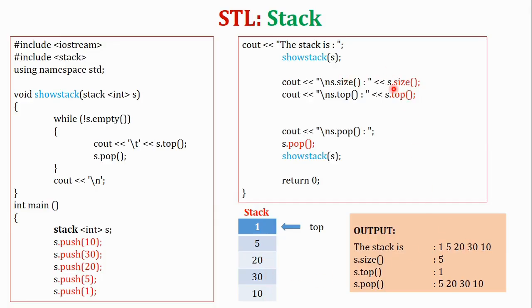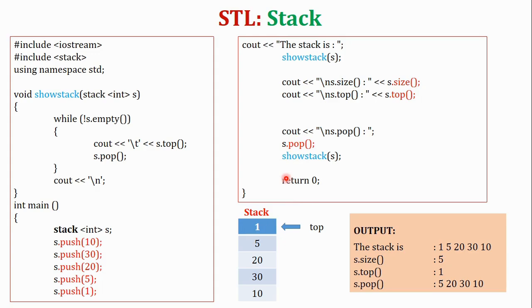And here, what is the size of the stack? The number of contents inside the stack: 1, 2, 3, 4, 5. So here the value is 5. Which one is the top of the stack here? See, 1. And the next one is s.pop.